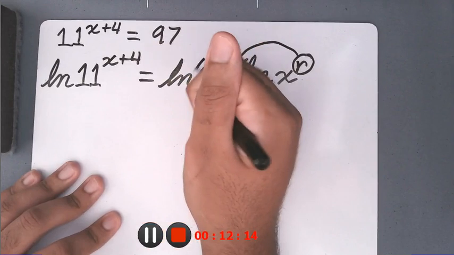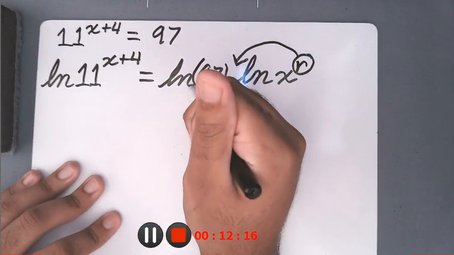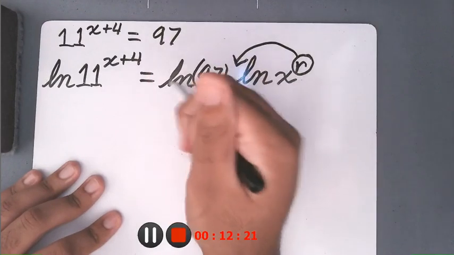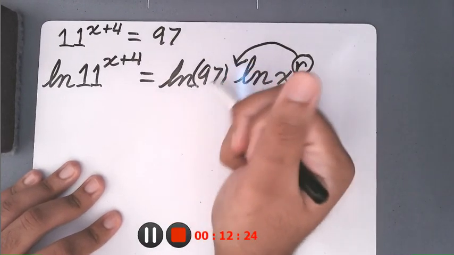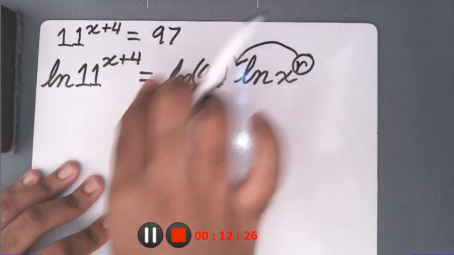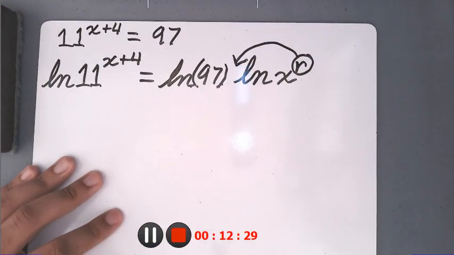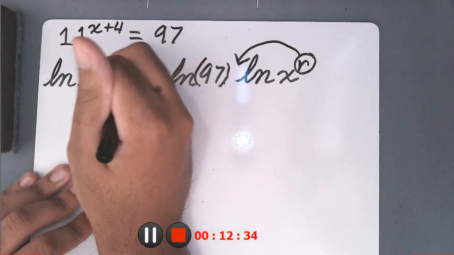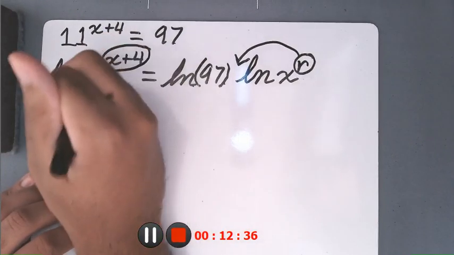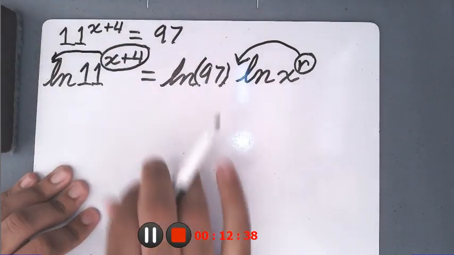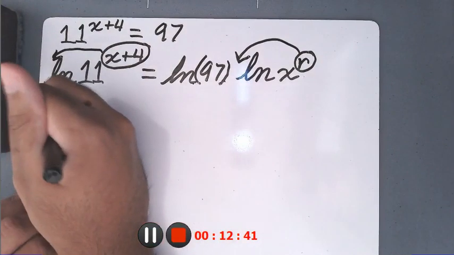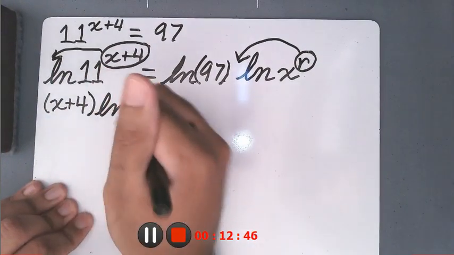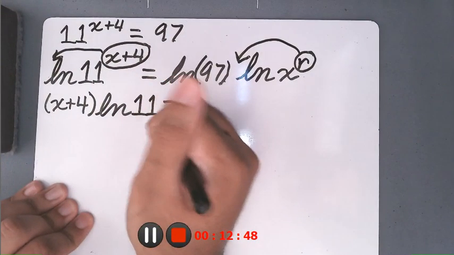And notice here that ln of 97 is still just a number like it was here, so this is just a constant. You can evaluate that in your calculator, but we're going to treat it like a constant. But notice here I can move the power down, so I can take this, move it down out front, and I can have x plus 4 times ln of 11.